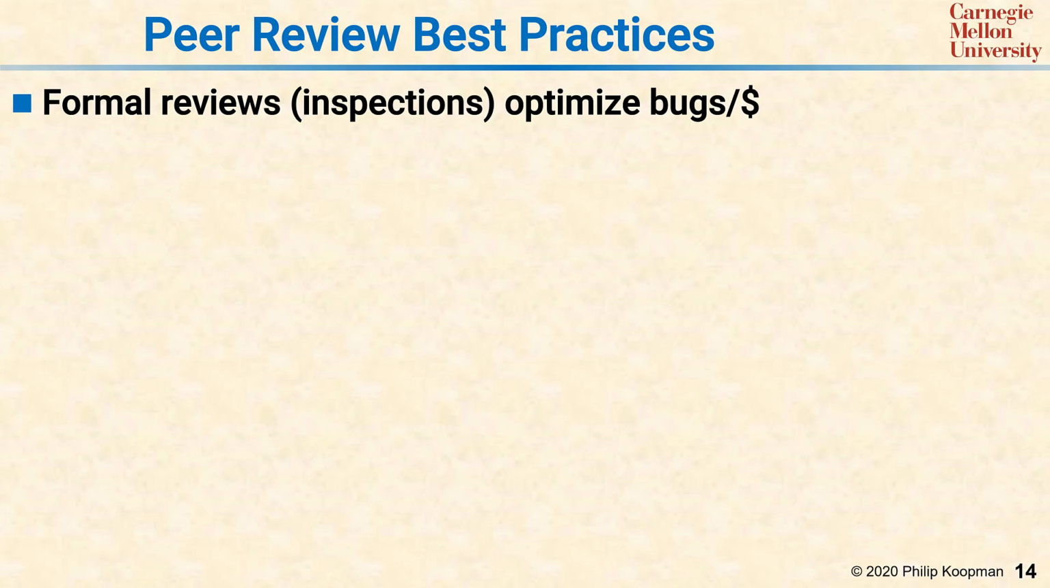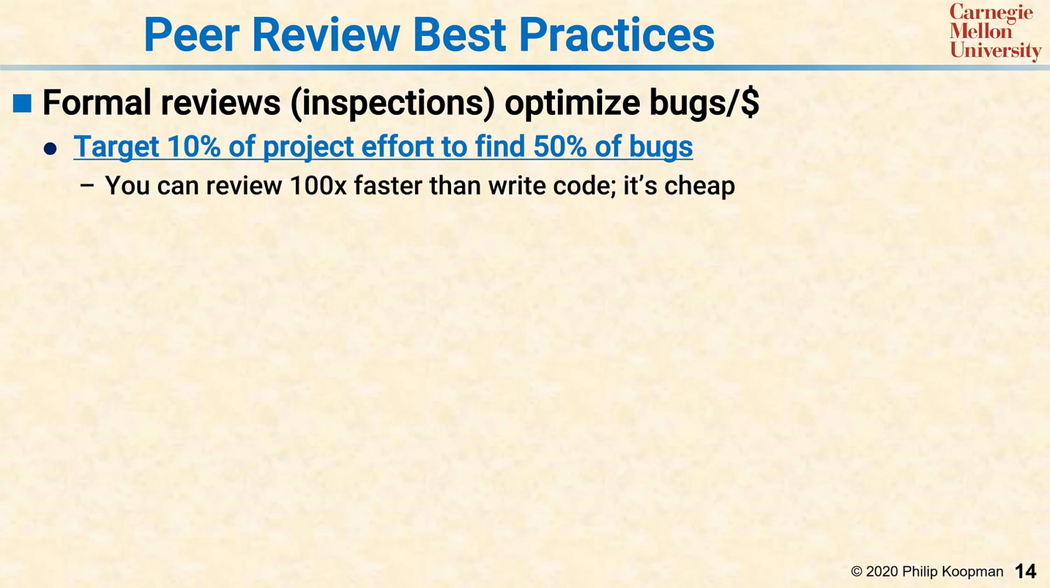Here are some best practices for peer reviews. Most importantly, formal reviews, generally in the form of Fagan-style inspections, optimize the number of bugs found per dollar. That means they not only find more bugs than informal reviews, but they find them more efficiently. Your project planning should target 5 to 10% of the total project effort and should expect to find half to 2/3 of the defects with that effort. That's a great bargain, since testing often takes half the cost of the project and lets many bugs slip past.